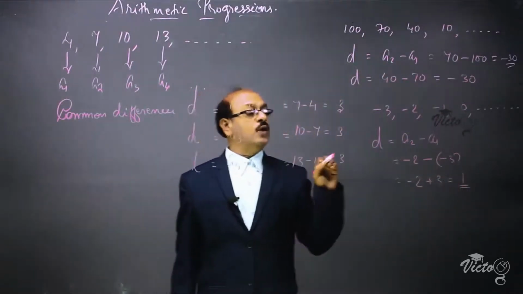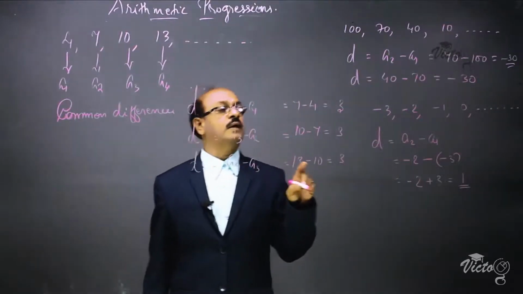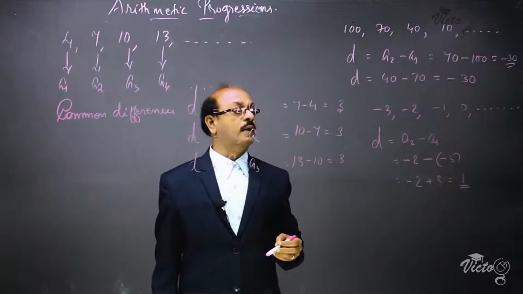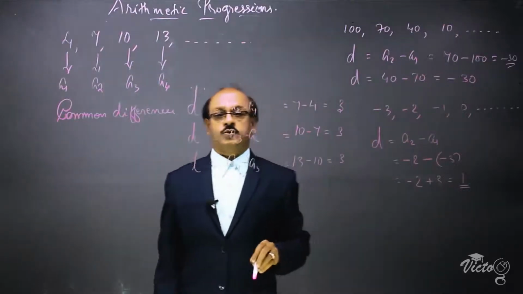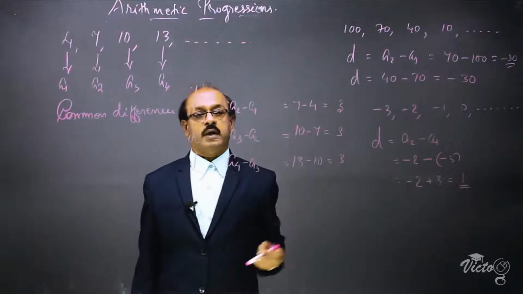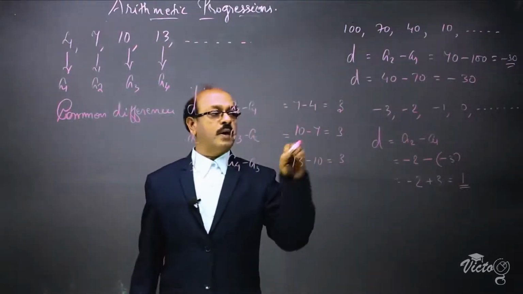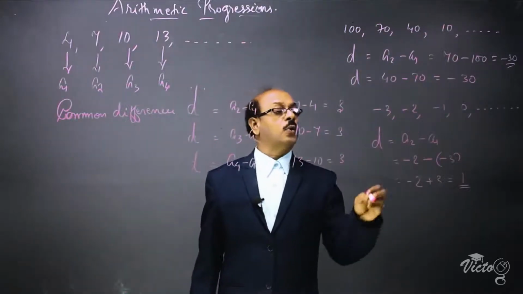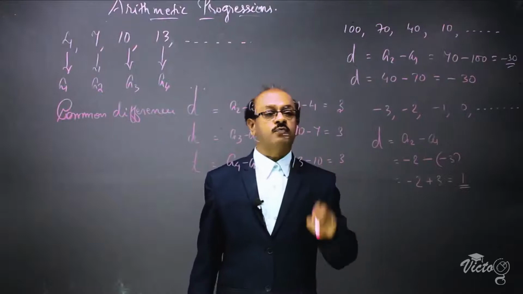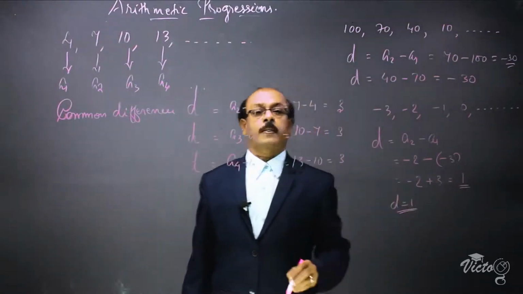That means if we are adding 1 to the first term minus 3, we will obtain the second term minus 2, and if we add common difference 1 to the second term minus 2, we will obtain the third term minus 1, and if we are adding 1 to the third term minus 1, then minus 1 plus 1, 0, we are getting the fourth term, and so on. So here the common difference is plus 1. Common difference D is equal to 1 itself.